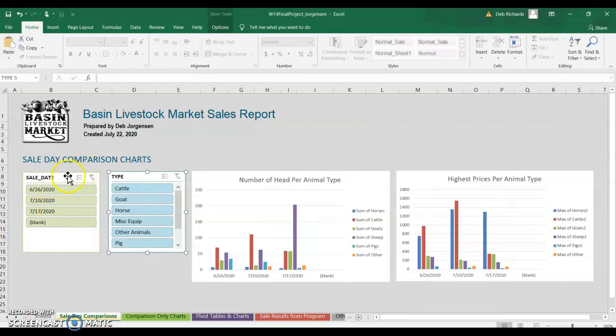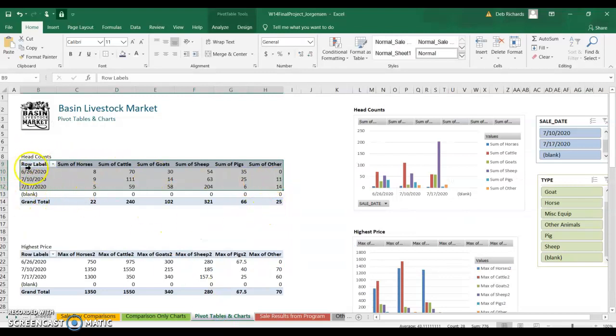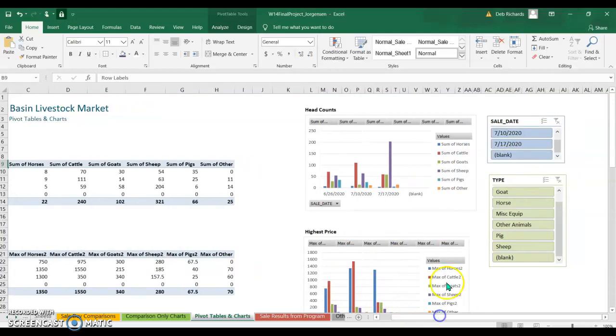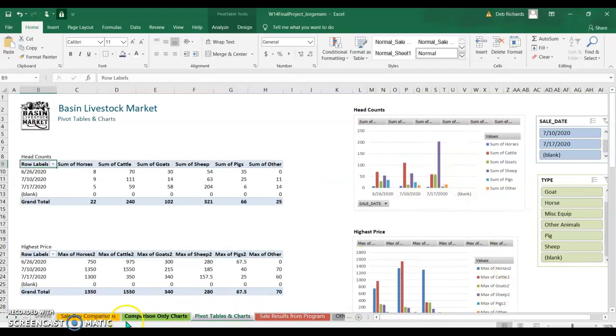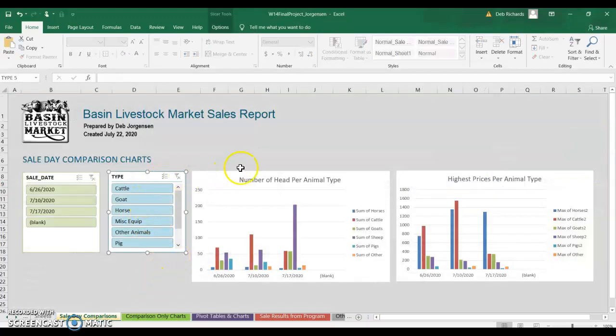So then once I did that, that was more for the overall sheet. For the sale day comparison, I used pivots and charts. You can see them right here. I created a pivot table for head counts and a pivot table for highest price. And then I created a pivot chart for them. And then I came over here and I made some slicers so that we could do different kinds of sorts to view different kinds of comparisons, which is kind of fun to see. So there you have it. That is my final project.